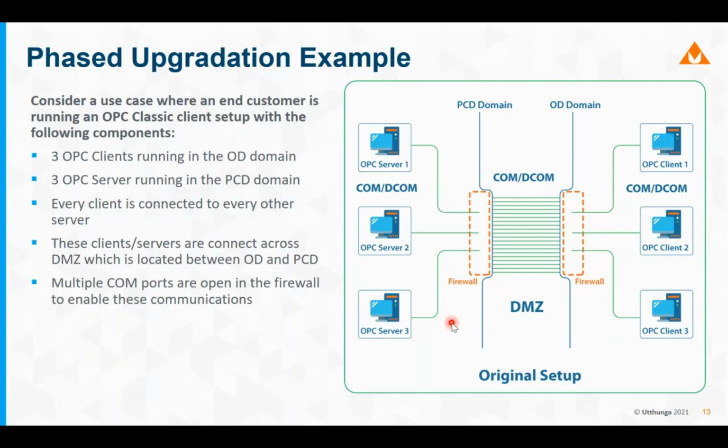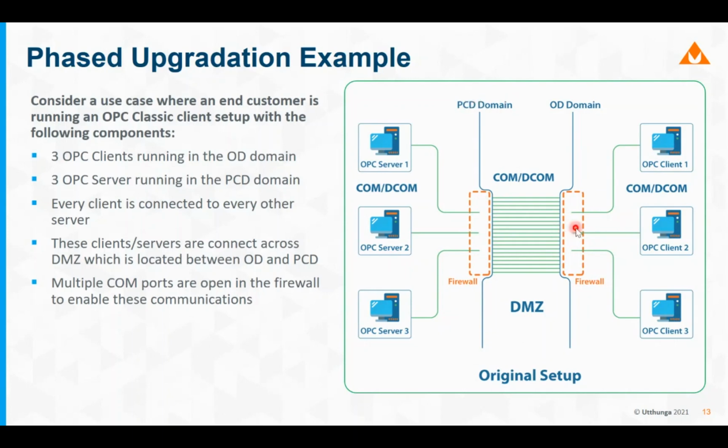Every client is connected to a server, and these clients are separated across the DMZ, because it's very common, I mean, you go and talk to plant guys. You may have a Yokogawa client, a Honeywell client, a Rockwell client, and you may have the same servers. You may have some Yokogawa servers, Honeywell servers, and they may be pulling data from each other. It's a very, very common scenario. And this is how the setup looks like.